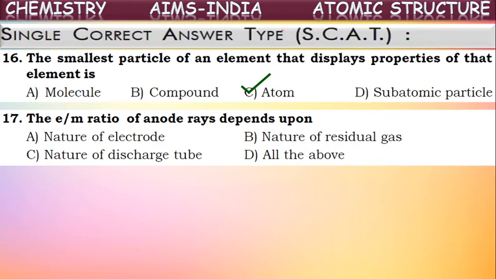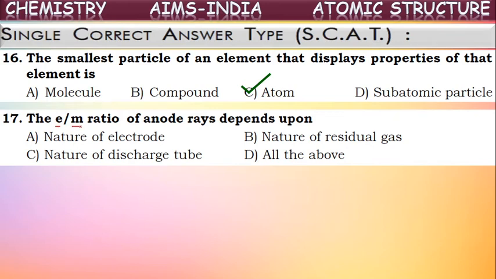But here, the major difference between cathode rays and anode rays is that cathode rays are independent of any gas taken in the discharge tube, but the anode rays vary from gas to gas. These anode rays change when you change the gas taken in the discharge tube. So the E by M ratio of cathode rays is independent of the gas taken in the discharge tube, whereas the E by M ratio, what does it mean here? E by M ratio, specific charge, charge to mass ratio.